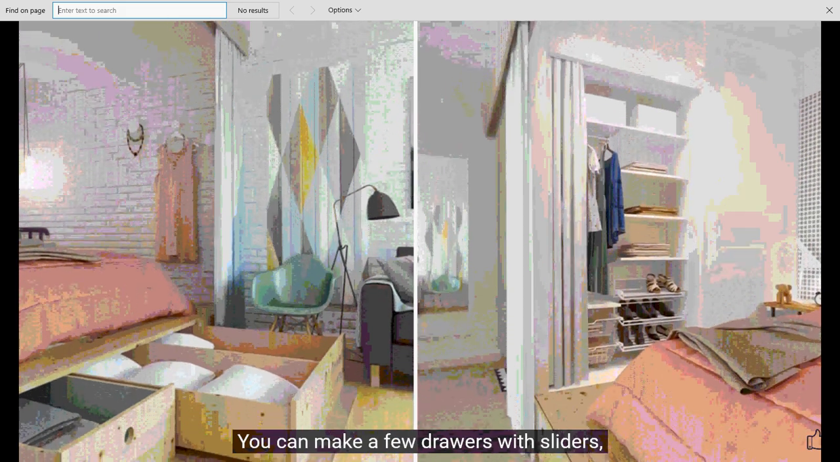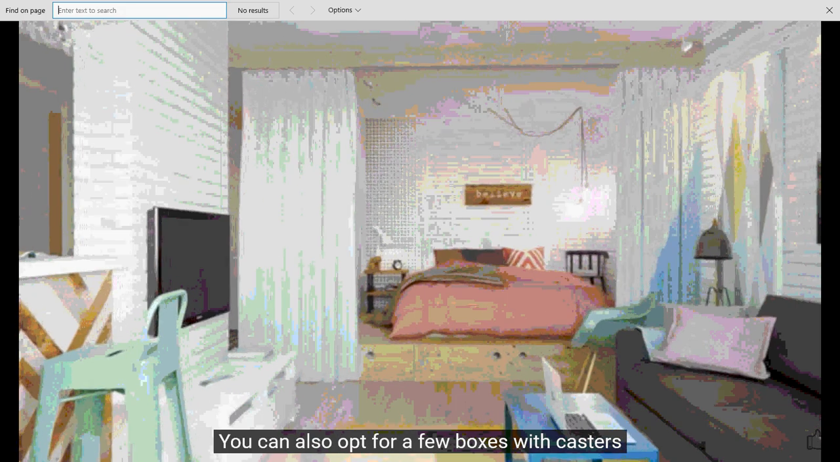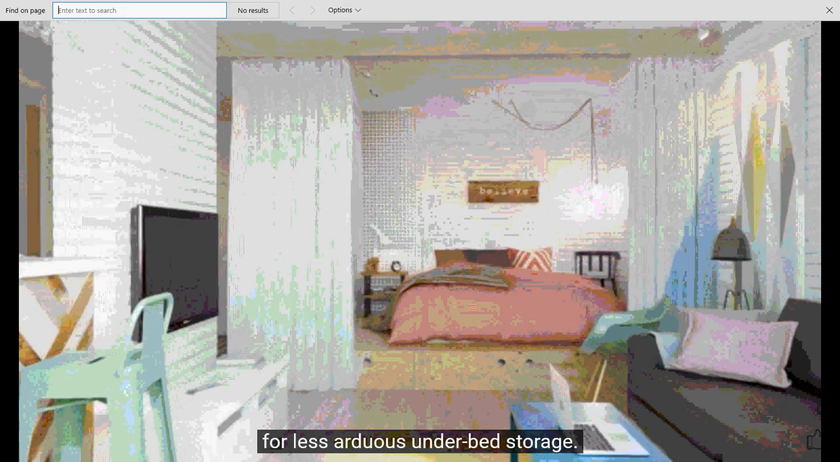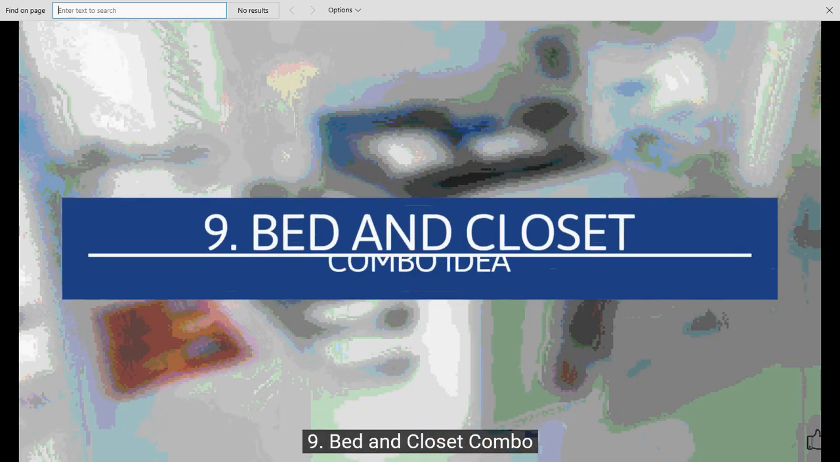You can make a few drawers with sliders, just like this bedroom. You can also opt for a few boxes with casters for less arduous underbed storage. 9. Bed and closet combo idea.